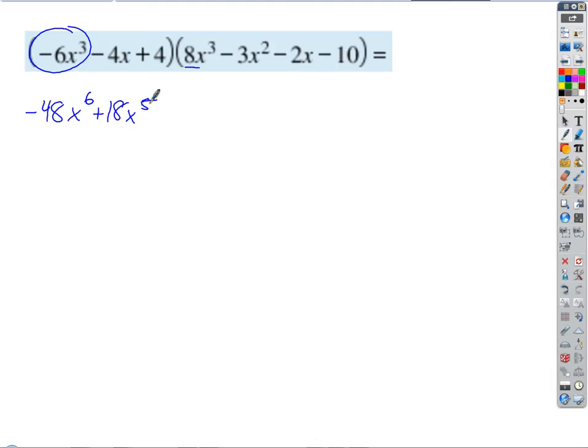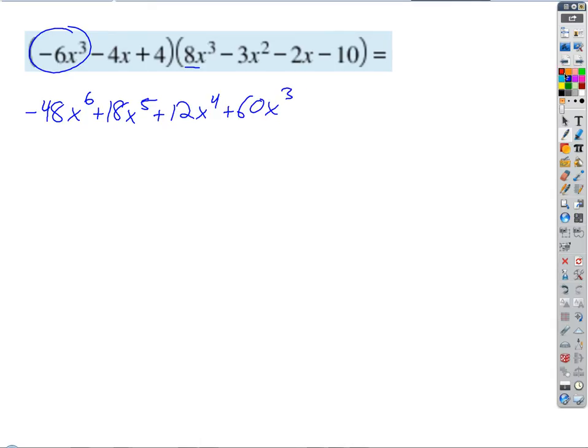And then I'm going to get this one. Well, not finally, I guess we've got 2 more. This one times this one is going to give me an x to the 4th. What's the number going to be? Plus 12x to the fourth. And then to the last term, I'm going to get an x cubed, so it goes in the next column. Plus 60x cubed.